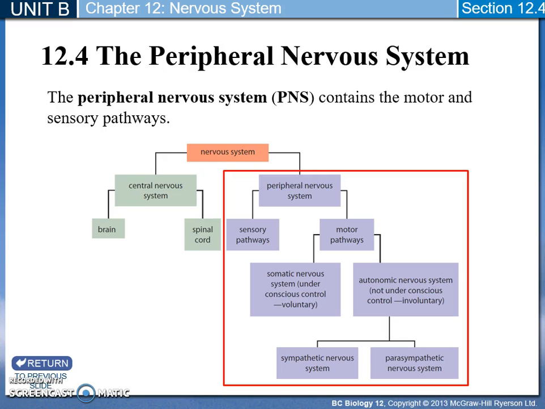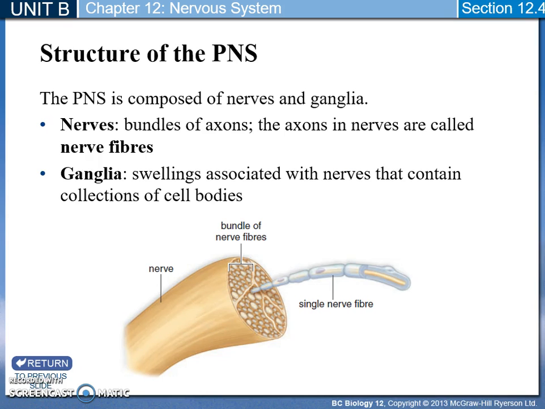So the peripheral nervous system, we have sensory pathways and we have motor pathways, and of the motor pathways we have the somatic nervous system, which is under conscious control or voluntary movement. And then we have the involuntary as well, which is the autonomic nervous system. We haven't mentioned that too much yet, but the autonomic nervous system is comprised of the sympathetic and the parasympathetic nervous systems. And we'll explain those further a little bit later.